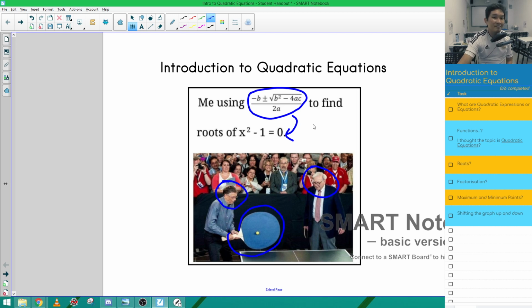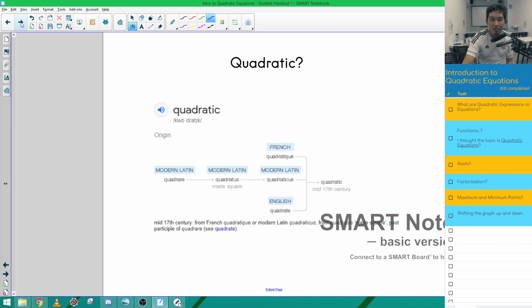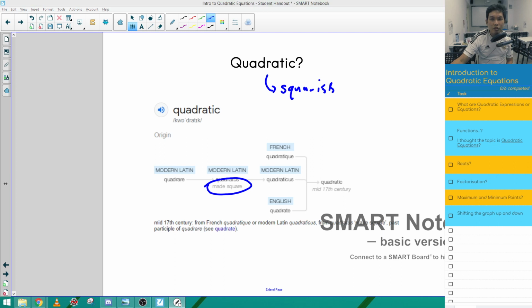Now let's look at the next page. What are quadratic equations? What does the word quadratic even mean? The word quadratic comes from the Latin word quadrare, which means square. So when you're talking about quadratic, you're implying things that are squarish. Sorry about that squiggly handwriting. So quadratic equations, squarish.